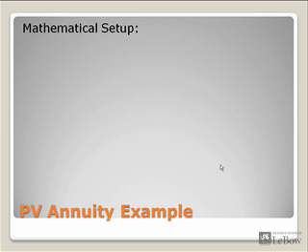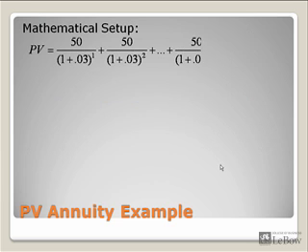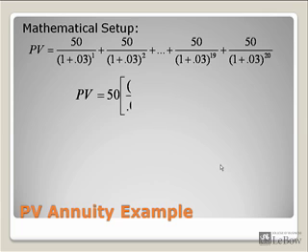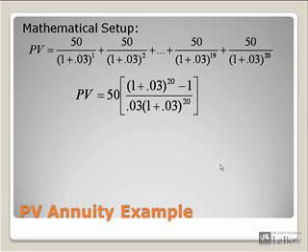Let's take a look at the mathematical setup of how we would solve this problem. What we're trying to calculate is the present value of each of those $50 payments. If we were to discount each of those individually, we might have a formula that looks like this, where each individual $50 payment is discounted the appropriate number of compounding periods, starting with 1, going all the way out to 20. We could condense this into our formula that we derived for calculating the present value of an annuity.